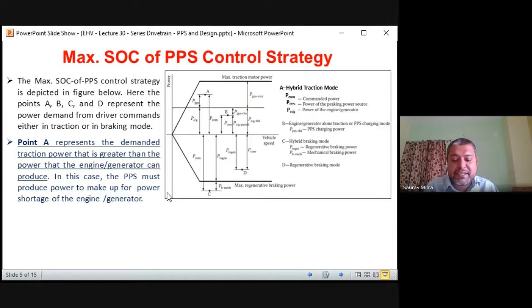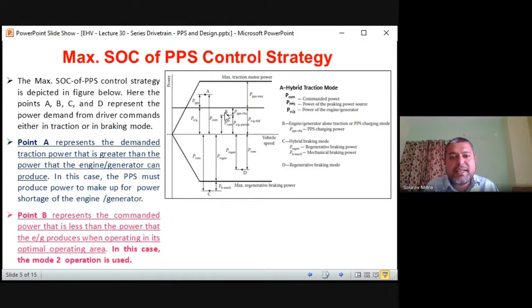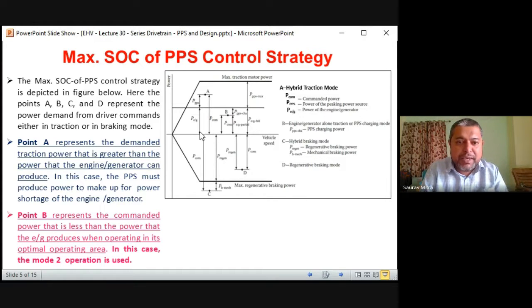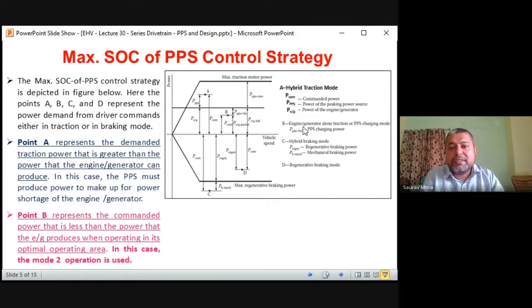And the next case is case B. In this case, this is the commanded power, PCOM. So case A is hybrid traction mode. What is meant by hybrid traction mode? In this case, the PEG, that is the engine generator, and the PPS together are driving the vehicle. That's why A is called hybrid traction mode. B is the engine generator alone doing the traction, and PPS charging mode.